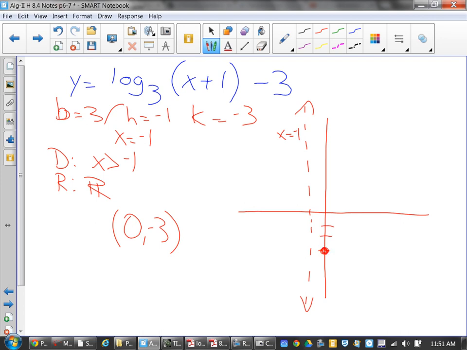Next ordered pair, you want log base 3 to equal 3, so what's your x value going to be? 2. So log base 3 of 3 is 1. 1 minus 3 is -2. And it matches our idea of our curve, and away you go.